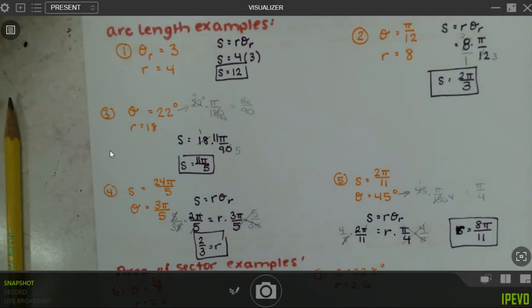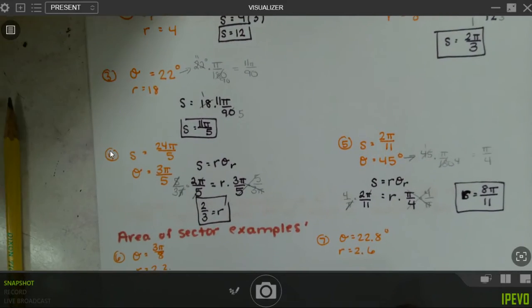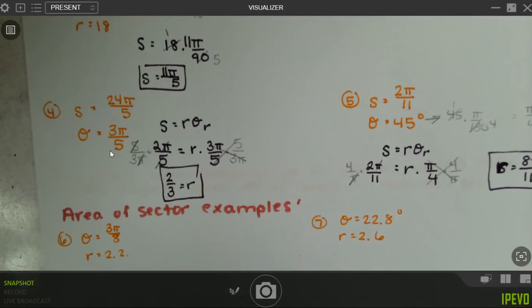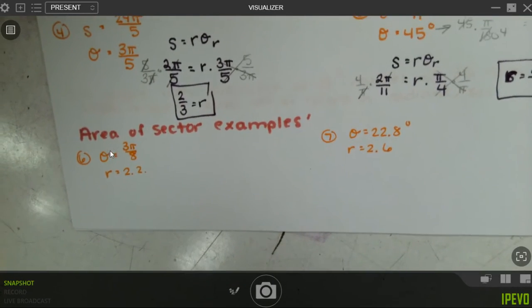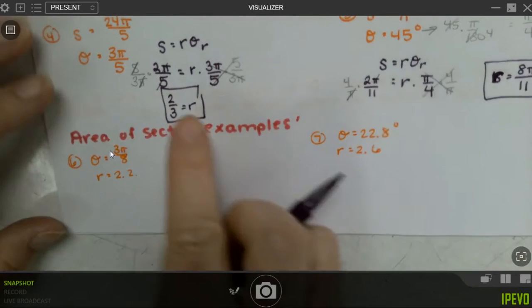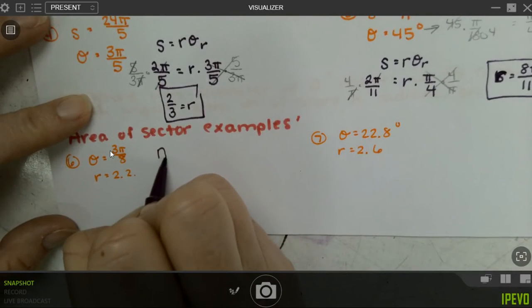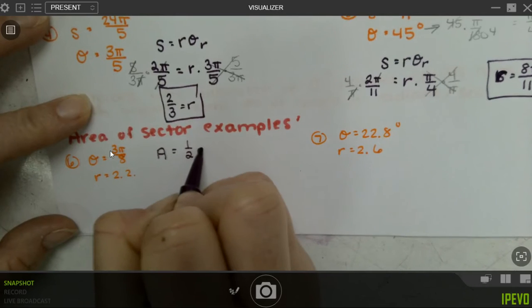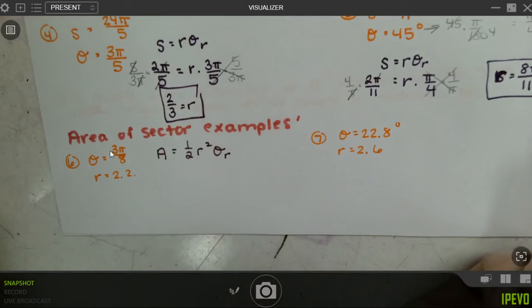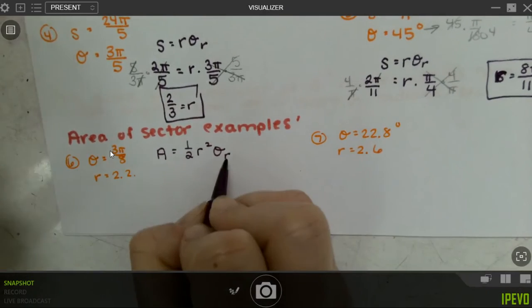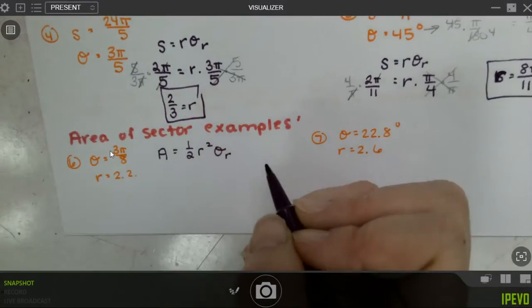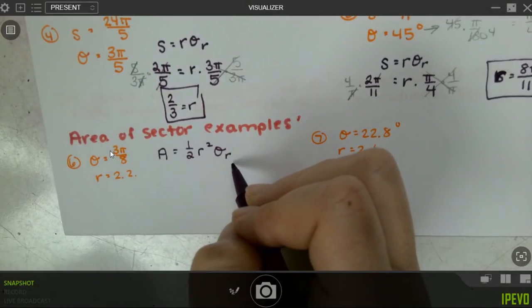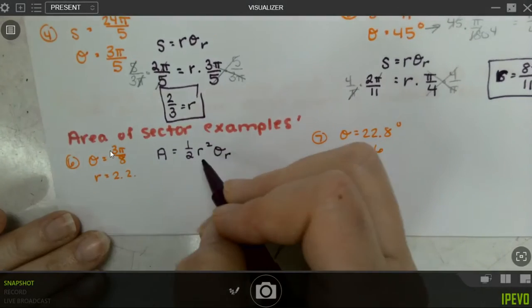Let's do sector area. Again, I always recommend that you write the formula. So we're going to find the area of the sector. Area equals 1/2 r squared times the measure of the angle in radians. You're not substituting for that r. That one's just telling you that you're finding the measure in radians. It's not the same as this one.